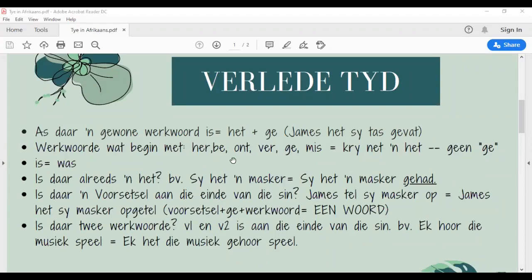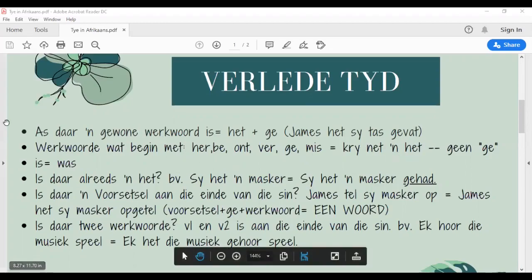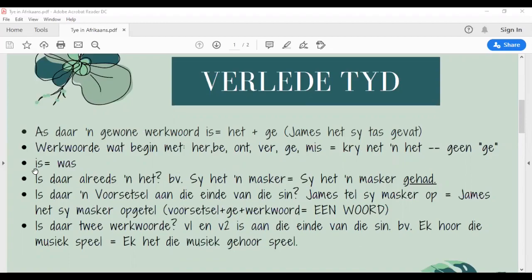Words like vergeet, onthou, misverstaan, beperk, herwin. Verbs that start with these do not get a ge in the past tense. It only gets a het. Okay, we'll do one of those examples in the activities we are going to do as well as in the class test on Google Classroom.